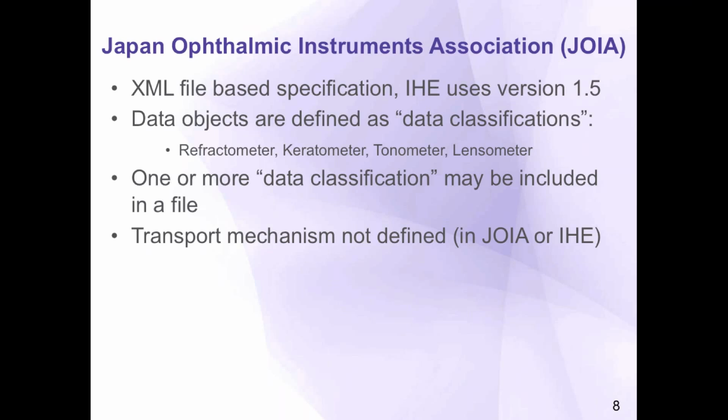So what happens now, again, we use version 1.5, and an XML specification for JOIA is based on data classifications. So you're going to have a data classification for each type of device. So you have one for refraction, so if you're doing a refraction meter, you have keratometry, and so on. And so what happens now is you're going to be able to generate those devices or those classifications and send this.